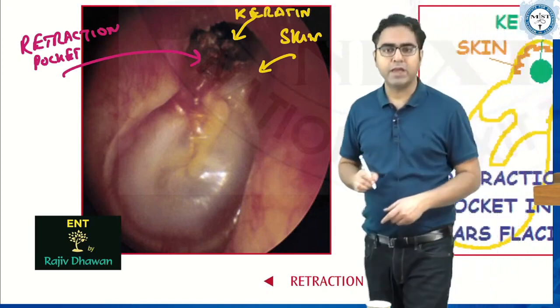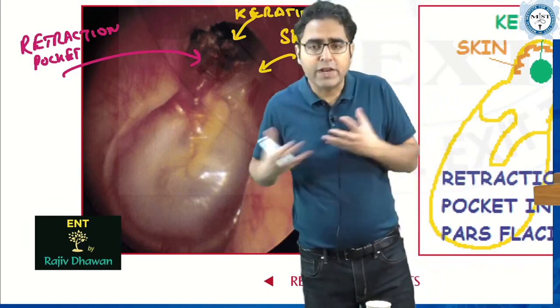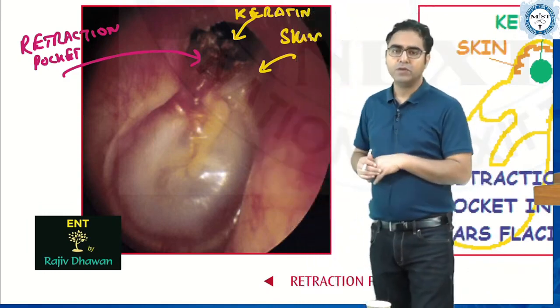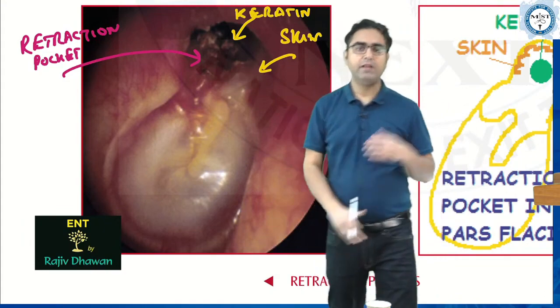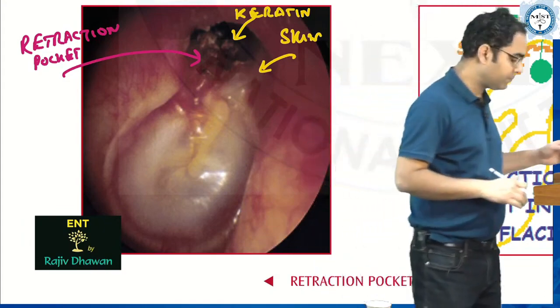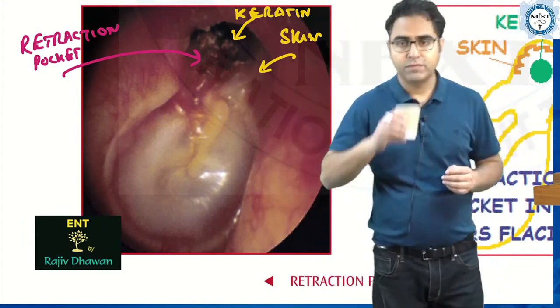Retraction pocket is lined by skin. It is filled by keratin. Too much retraction will form the retraction pocket. So, this pit is called a retraction pocket. It is lined by skin. It is filled by keratin. I hope it is clear to all.